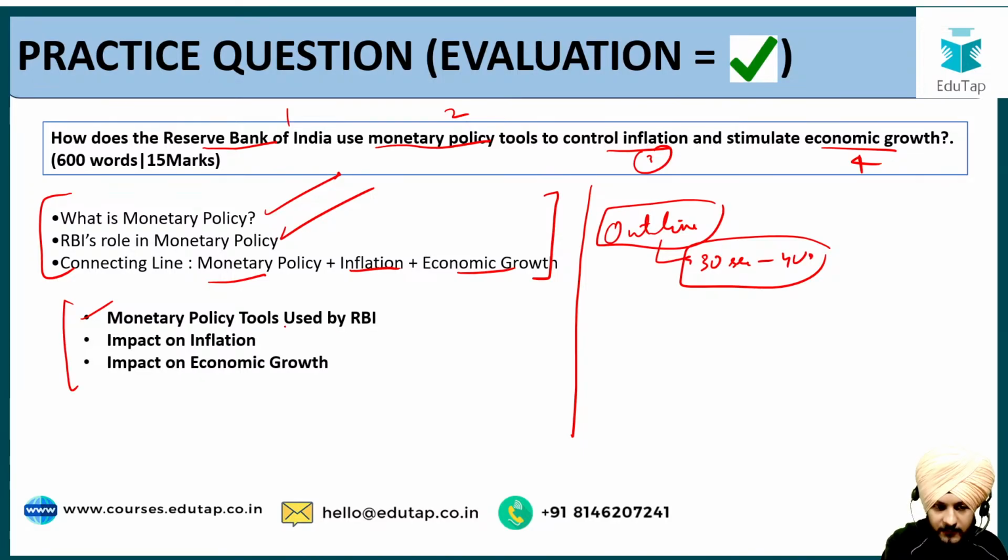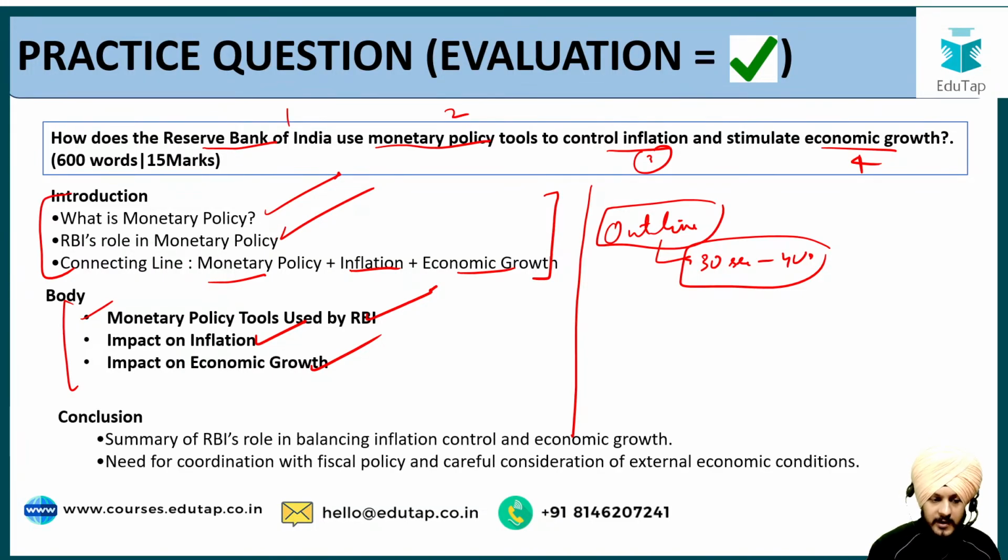So you can write for the body part that in the first part I'm going to discuss the different monetary tools that are used by RBI. Then I will talk about the impact on inflation, and then the impact on economic growth. And last, I'm going to write the conclusion. In the conclusion, I will write something like this and that. Fine, so that is the idea.